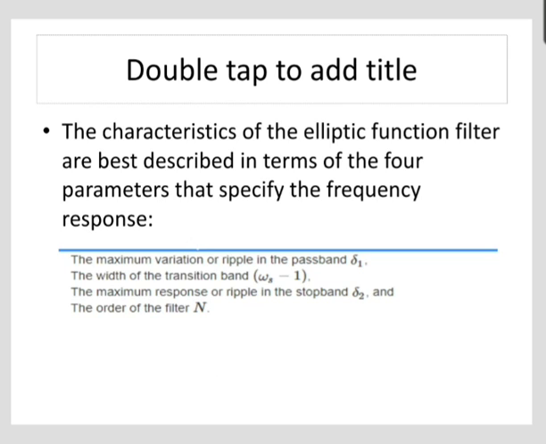The characteristics of the elliptic function filter are best described in terms of 4 parameters that specify the frequency response. The first one is the maximum variation or ripple in the passband, the width of the transition band, the maximum response or the ripple in the stopband, and the order of the filter N.